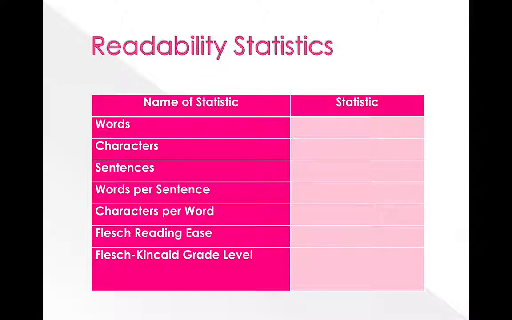So the statistics we're interested in are the number of words in your text, the number of characters, the number of sentences, the number of words per sentence, the number of characters per word, and then two particular values. One is the Flesch reading ease statistic, and the other is the Flesch-Kincaid grade level statistic.